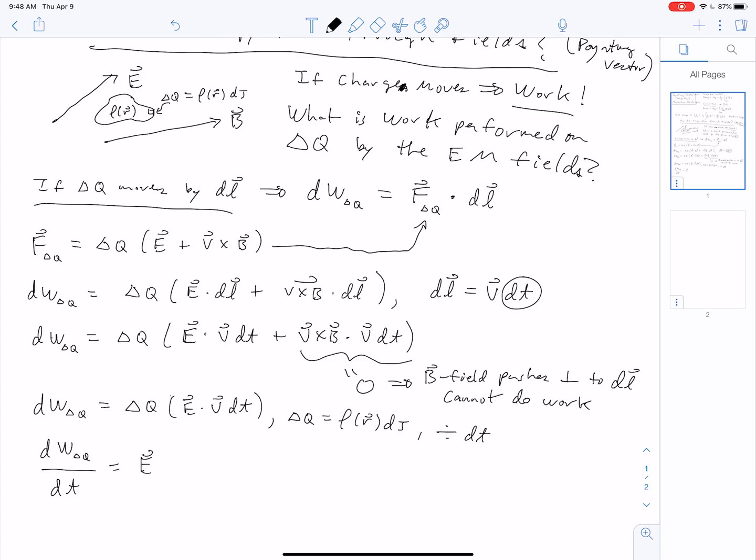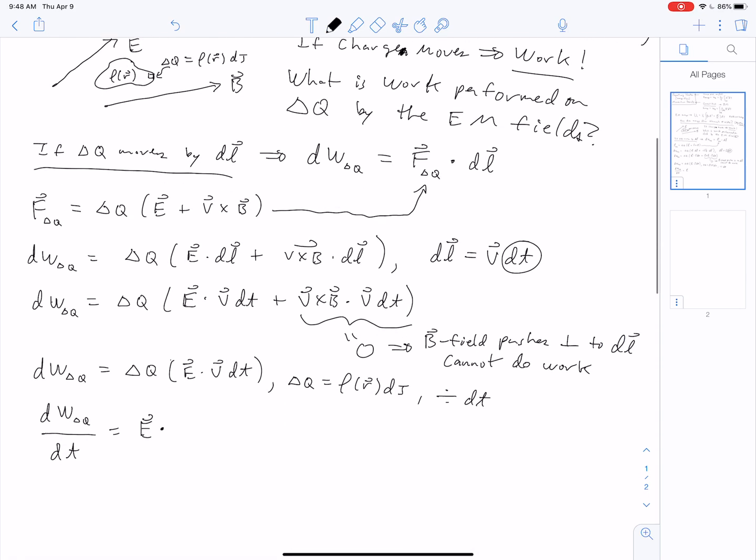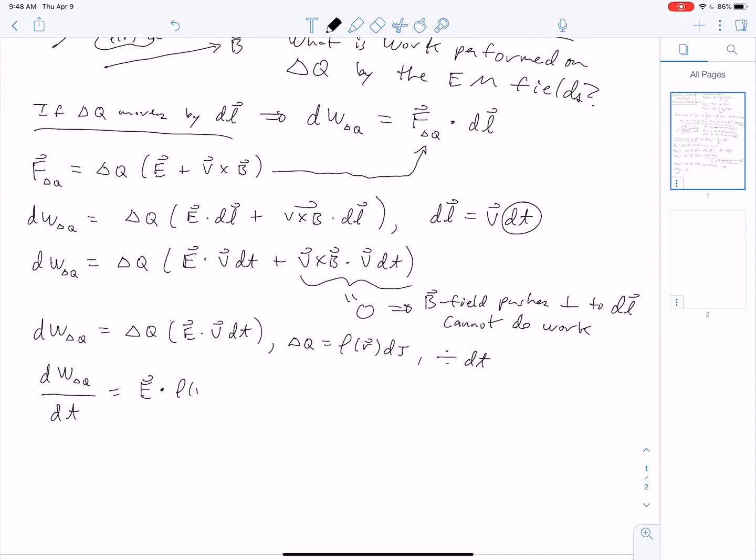I'm going to write it as rho of r times, let me write it differently. I'm going to write it like E dot, and now I'm going to write the rho of r here times the velocity times d tau, because that's the volume element that came from this. Okay, I just plugged that in, and so we get this expression.